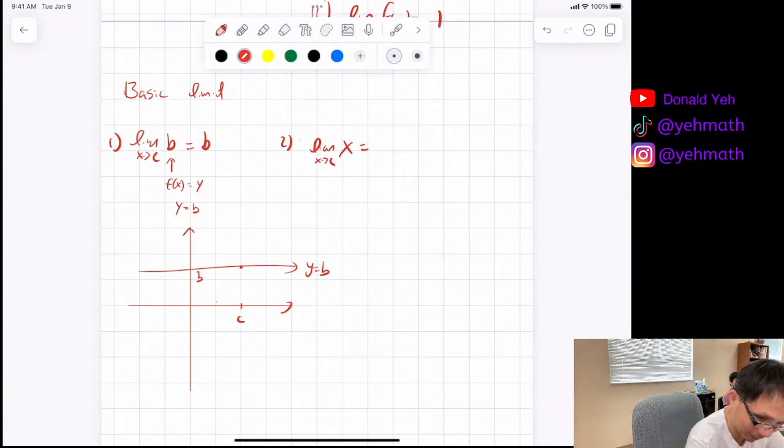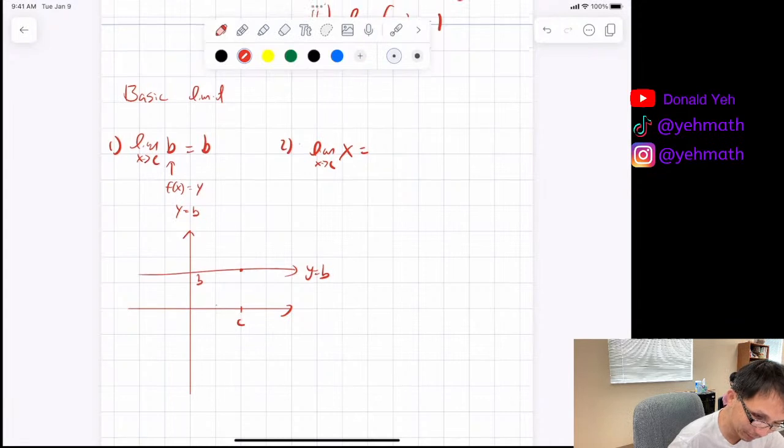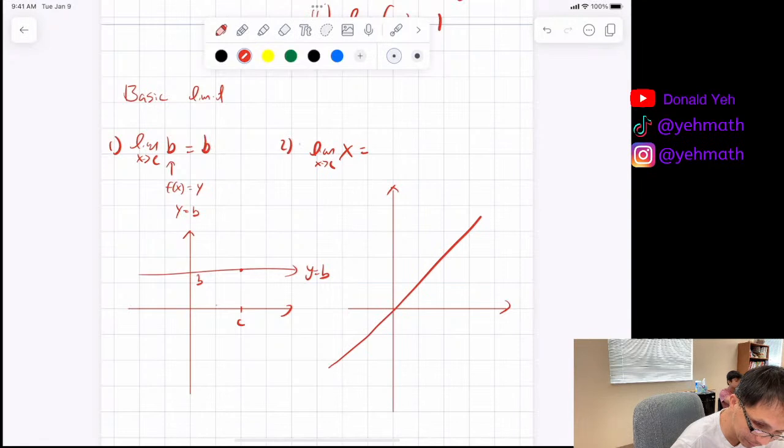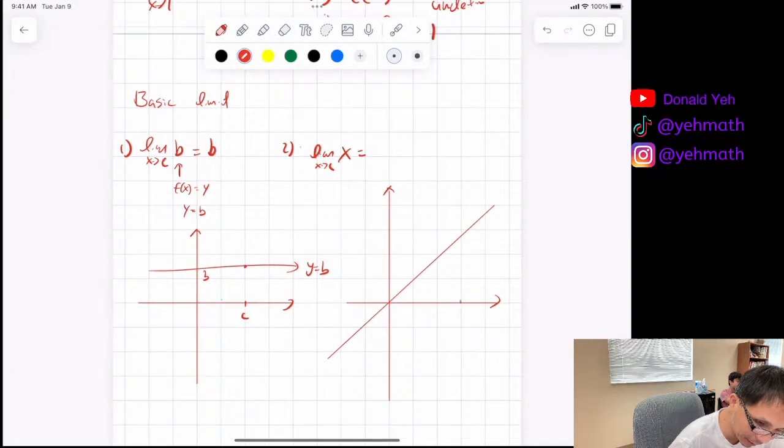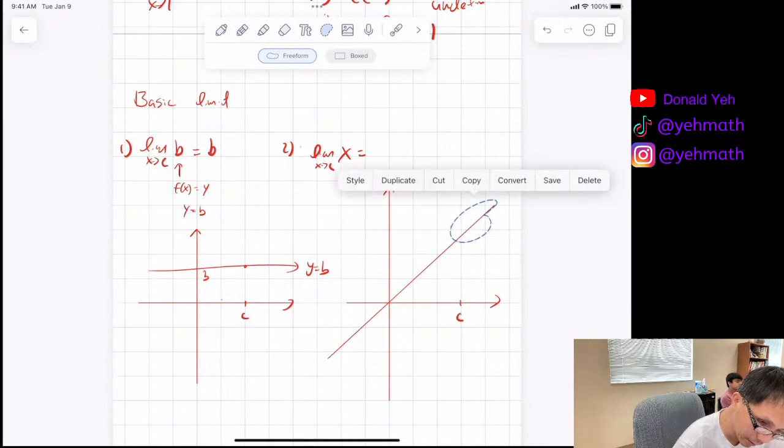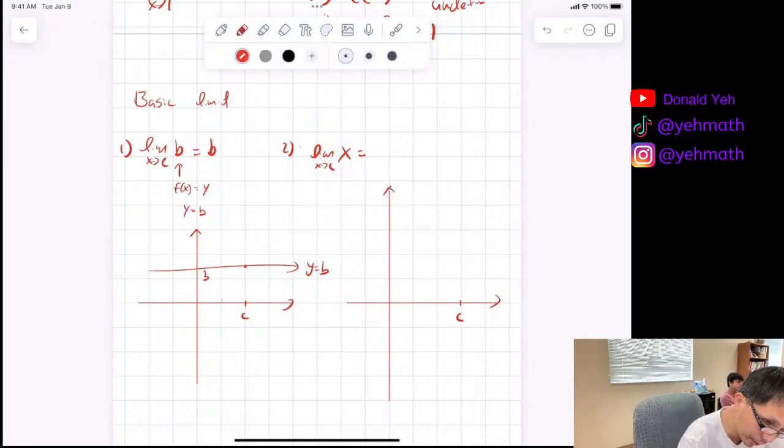The answer is C. You think about it, right? If I have a graph, you guys all start with a graph. Y equal to x, the graph is going to be right here. Now pay attention. If you have x approaching C, right? Sorry, this graph is really bad, so let me redraw that again. The graph is going to be something like this.